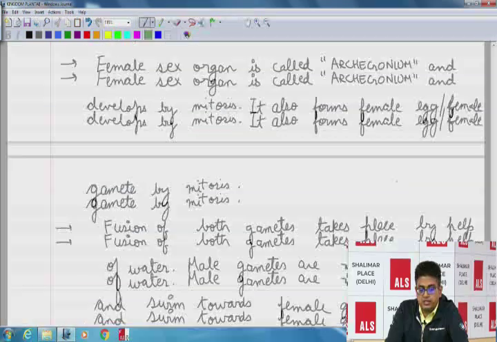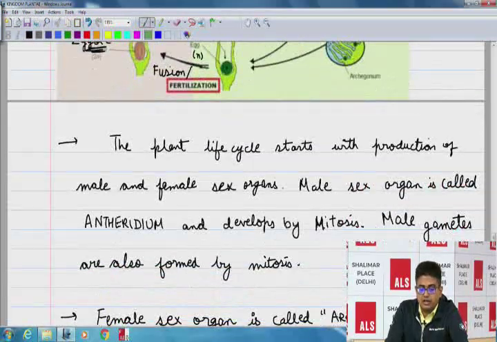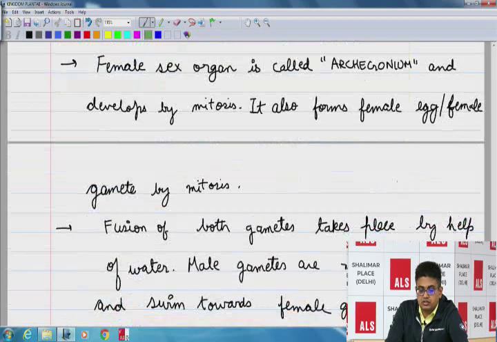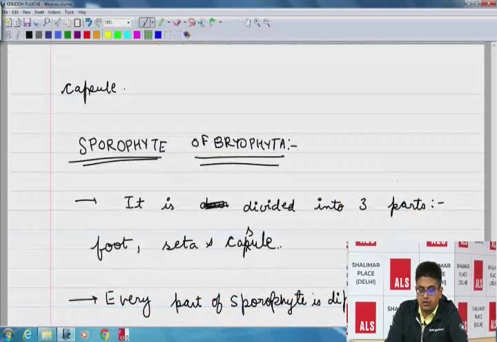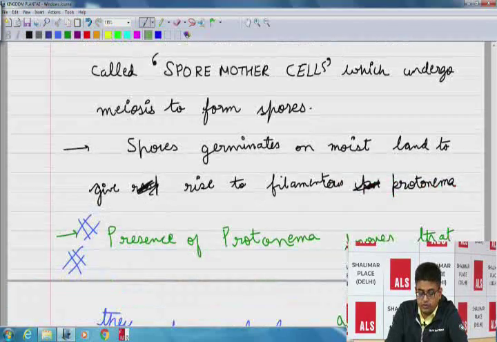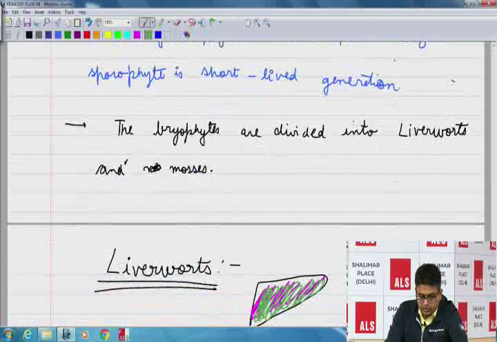Bryophyta means mosses and liverworts. Bryophyta is of two types. Plant life cycle starts with production of male-female sex organs. You can take a look at my notes also. I will give these notes to you as I am going to finish the plant kingdom.